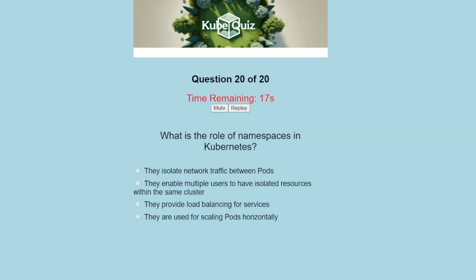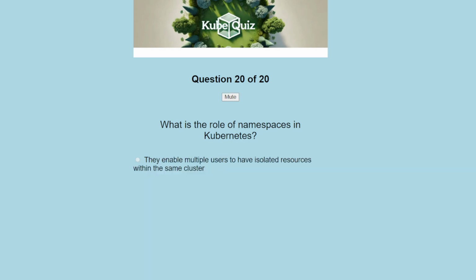What is the role of namespaces in Kubernetes? They isolate network traffic between pods. They enable multiple users to have isolated resources within the same cluster. They provide load balancing for services. They are used for scaling pods horizontally. The correct answer is, they enable multiple users to have isolated resources within the same cluster.